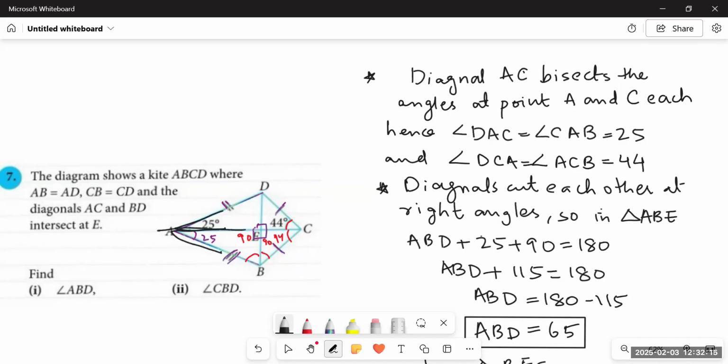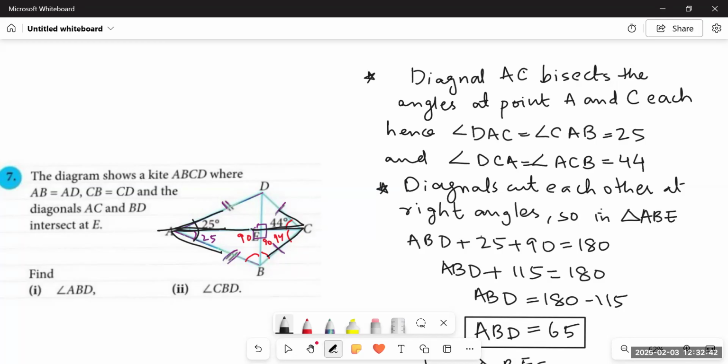Since this line would bisect the two angles, that is, it will cut the two angles into equal parts, 25, 25 each. Similarly, on the opposite side, angle DCA, this angle, and angle ACB would be equal to each other, that is 44, 44 each. If one of the angles is given, we can easily figure out that the other angle would also be 44. And we already know that at the center point E, all four angles are 90 degrees.